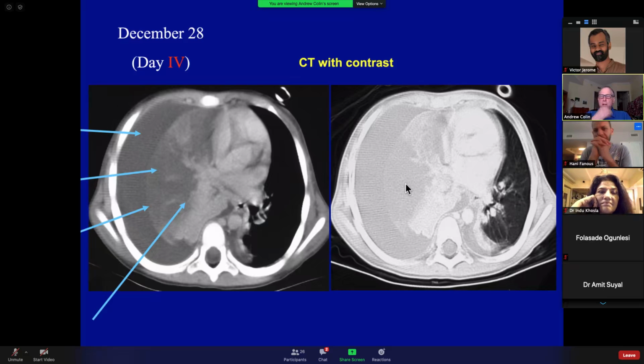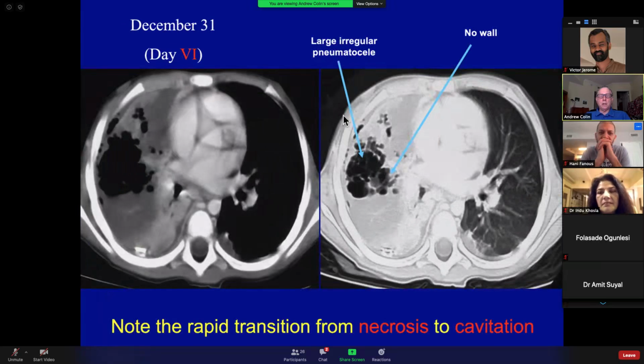I'm calling it liquefaction on purpose because the first description of necrotizing pneumonia in childhood was by the Jerusalem group, and they reported 4 cases of pneumococcal pneumonia with what they called liquefying lung. And so here is day 4. A CT scan 2 days later, day 6, shows the same area that has now completely drained. Here is some fluid, and this is no fluid, and this is a cavitatory pneumonia.